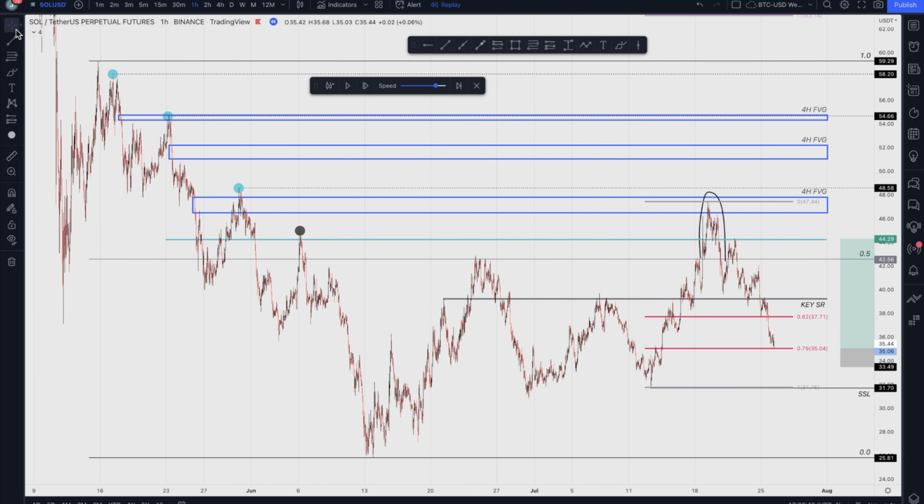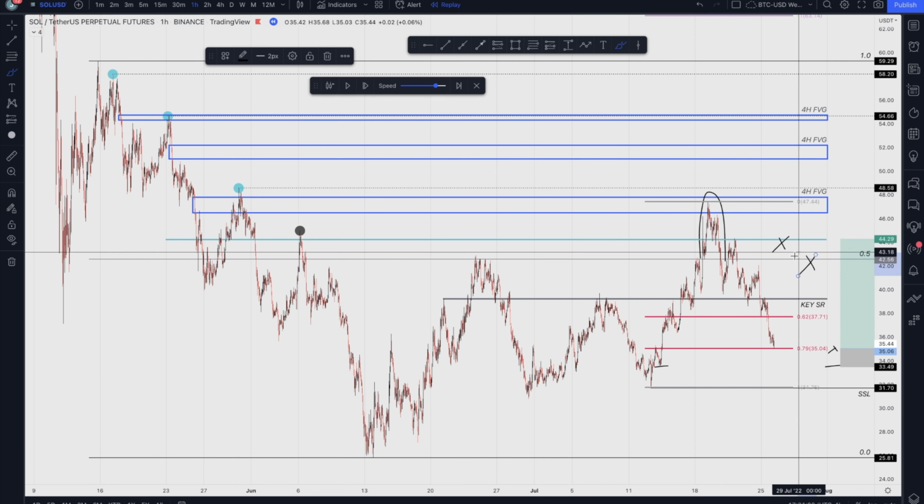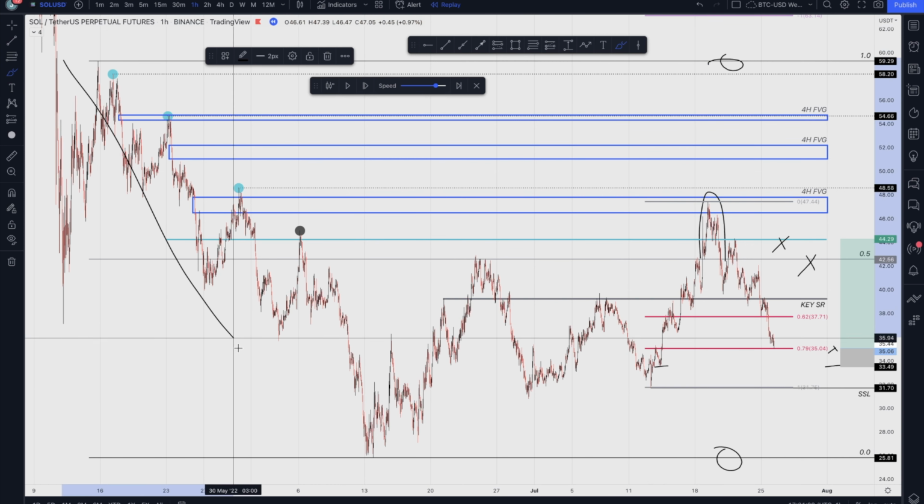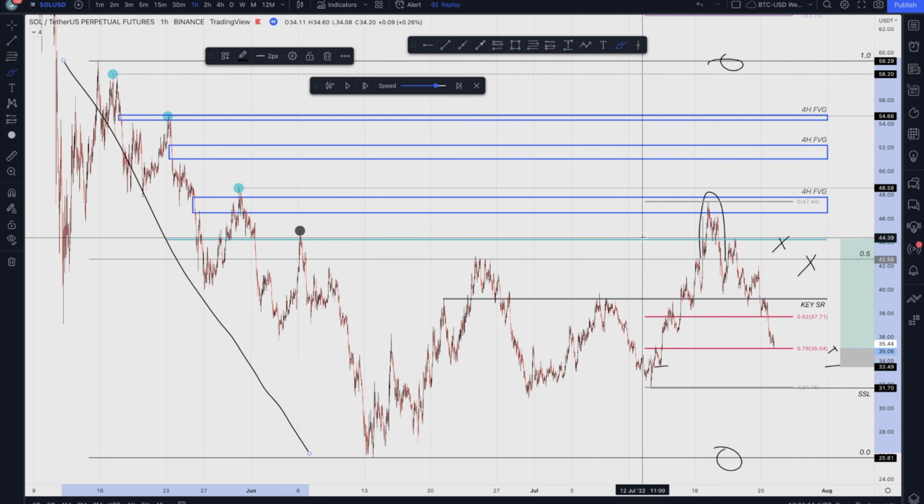Again, if you wanted to make an entry here, this would have been your entry. And this would have been your SL, below this low. And what is your target? Obviously this level. You can also target this 0.5 level, which is the equilibrium level for this entire range.